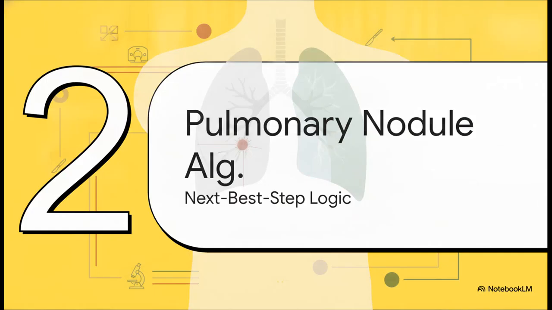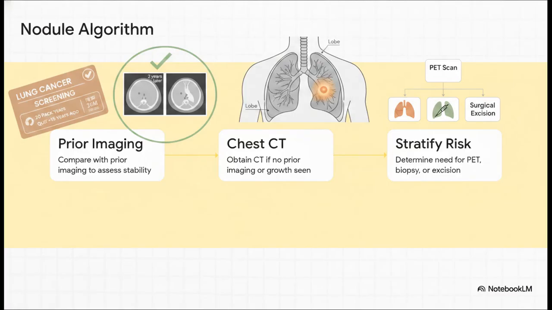Section 2. The solitary pulmonary nodule algorithm. When you find a solitary pulmonary nodule, your absolute first step every single time is to compare it with prior imaging. If a solid lesion was on a previous scan and hasn't changed size for over 2 years, malignancy is effectively ruled out. You stop there, no further testing needed. But if you don't have prior imaging, or if it looks like it might have grown, your next best step is getting a chest CT to stratify the risk.